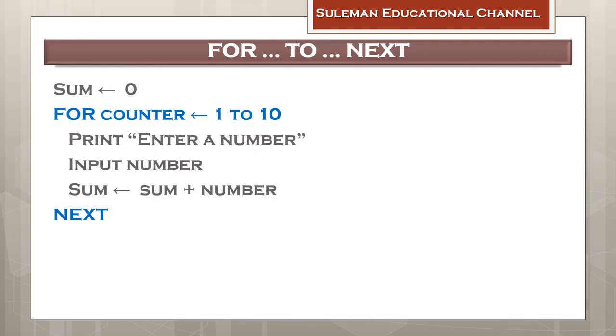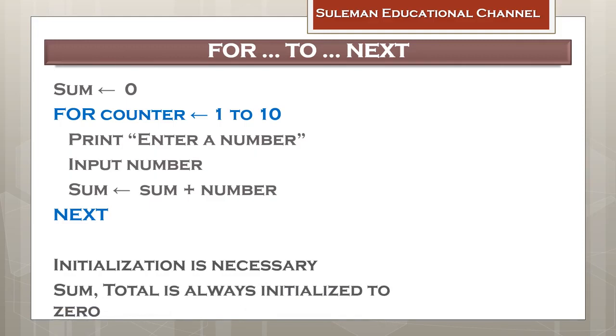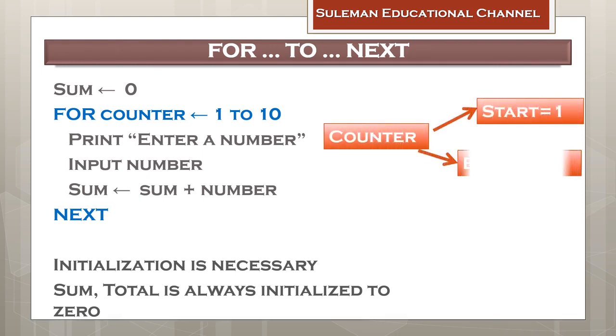The first line, sum assignment operator 0. In this line, sum is a variable and is initialized to 0. Initialization is necessary to give a default value to a variable, so the starting value should be 0 for a variable which calculates the sum. The second line is for counter assignment operator 1 to 10. In this line, for loop is used. Counter is a variable and values start from 1 and go until 10, so the loop will repeat 10 times.